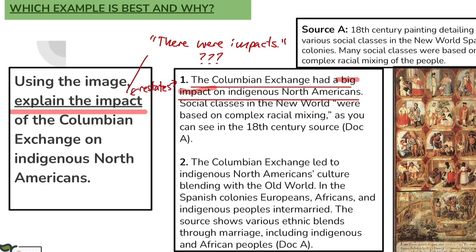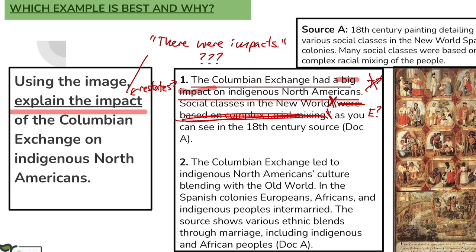Social classes in the New World were, quote, we don't quote directly from the documents. Instead, we are supposed to paraphrase. In fact, what teachers will do, if you quote the document, we just cross it out because we can't grade it. That doesn't show analysis or understanding of the document. It just shows that you're able to take words from one piece of paper and put it onto another piece of paper.